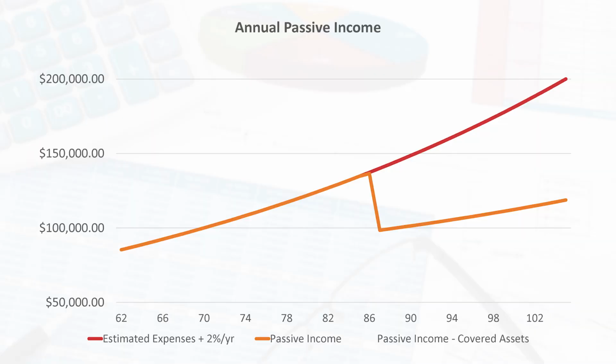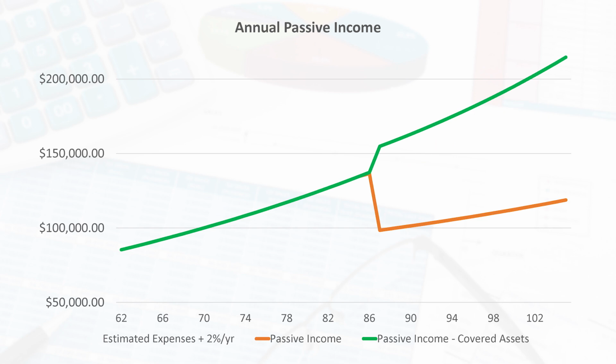So what can we do for this gentleman to make it so that he doesn't have to suffer this dip in passive income when he gets to be 86 years old if he's still living? Well, using the covered asset strategy, we were able to make the income be the green line. So instead of taking a dip at age 86, it actually increases a little bit to help keep up with inflation. Well, that's a good deal. And so, which would you rather choose, the green line or the orange line? And here's how that works.